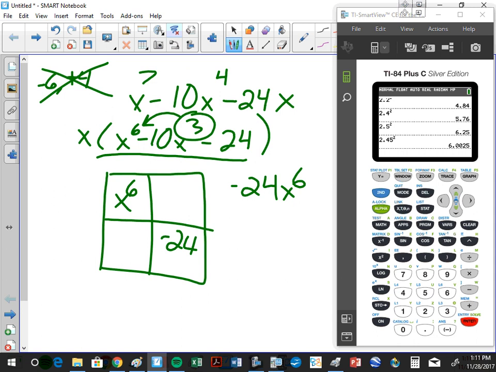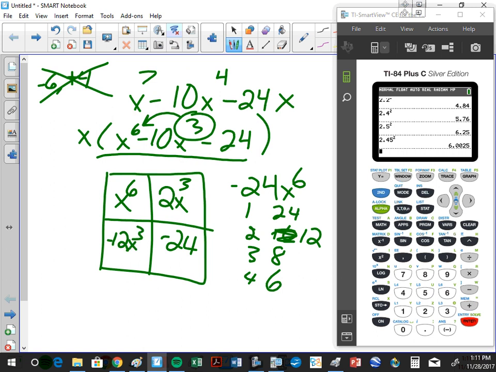Is there a set of factors that does work? Well, what are the factors of 24? 1 and 24, 2 and 12, 3 and 8, 4 and 6. Will one of those work? 2, oh, 2, oops. Now can you find one? Yeah, 2 and 12. And it's going to be 2x to the third and negative 12x to the third.